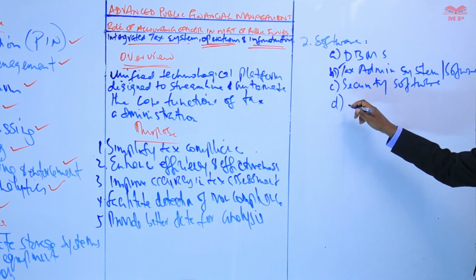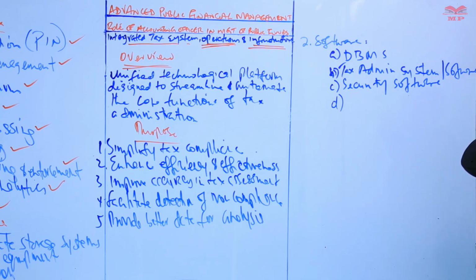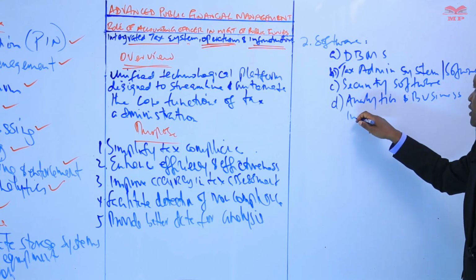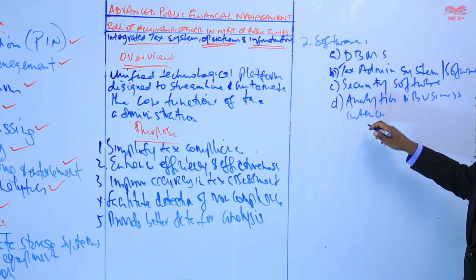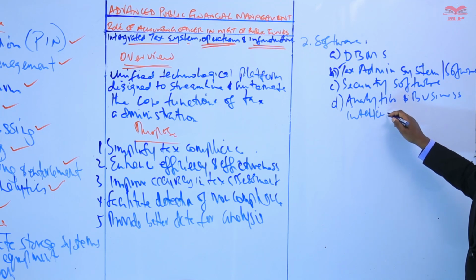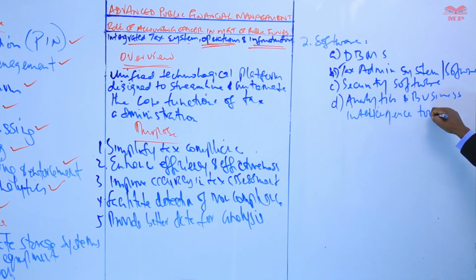D, we have what we call analytics and business intelligence tools. This is part of software. Analytics and business intelligence tools. This is software for analyzing tax data, generating reports, identifying trends, and even supporting risk management.